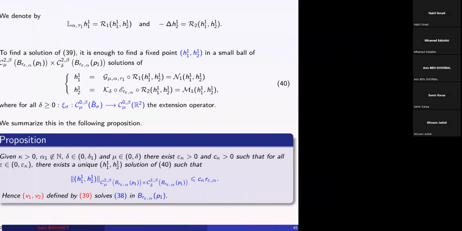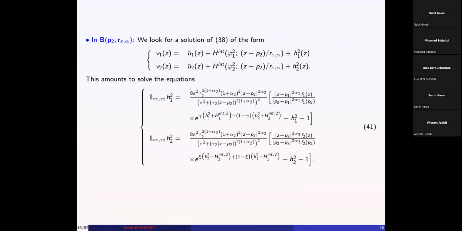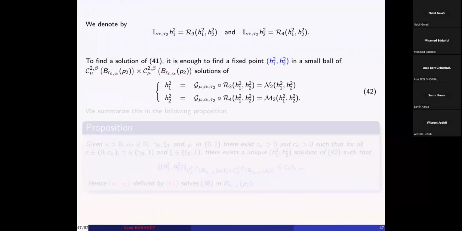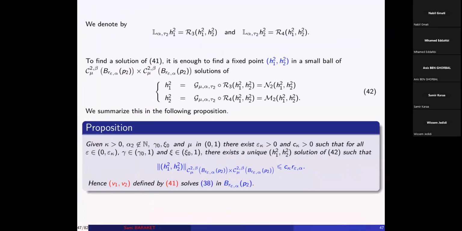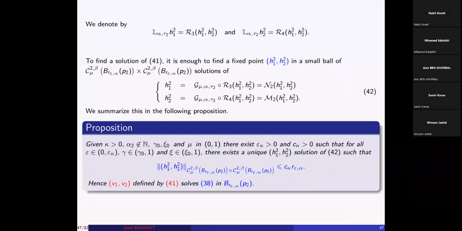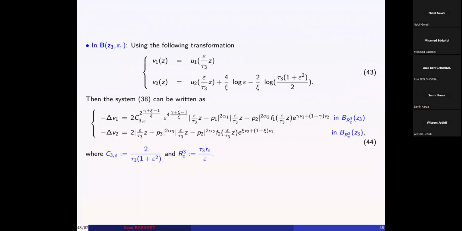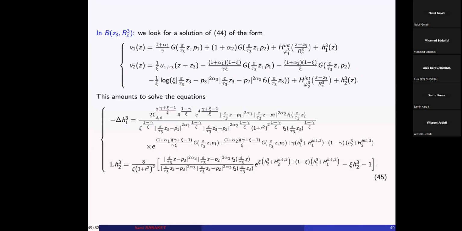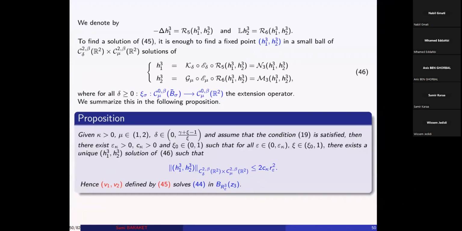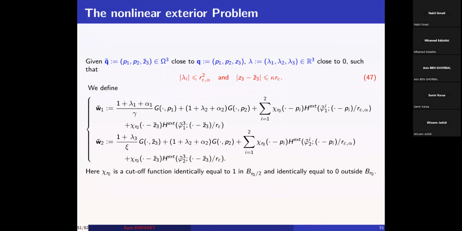We do the same thing on the ball centered on P2 and of radius R epsilon alpha, and we do the same thing on Z3, of radius R epsilon. And so we solve the anterior problem. After the anterior problem, here in Z3, we do the same thing. So I solve the anterior problem. And now we will go to the exterior problem.